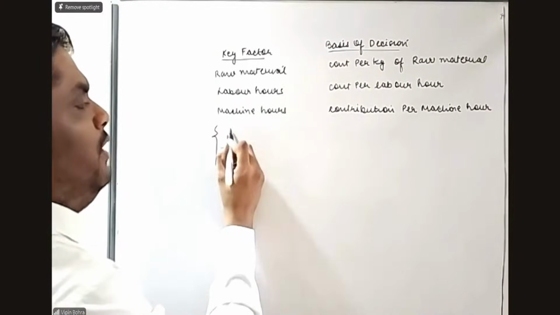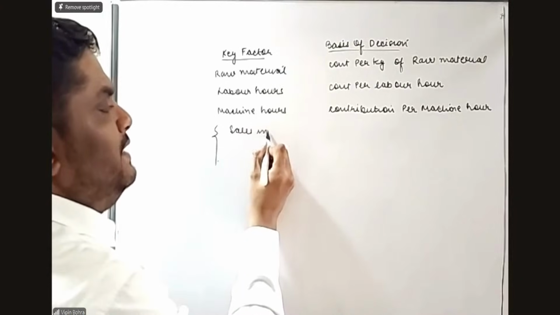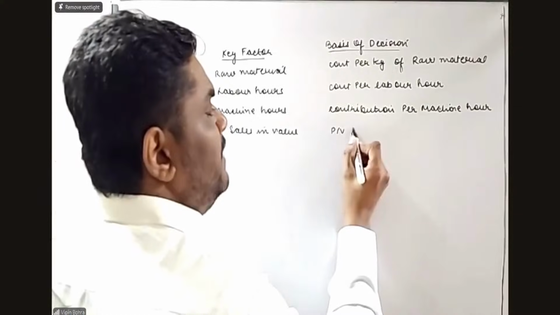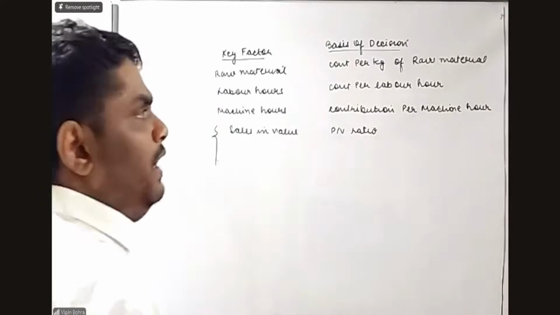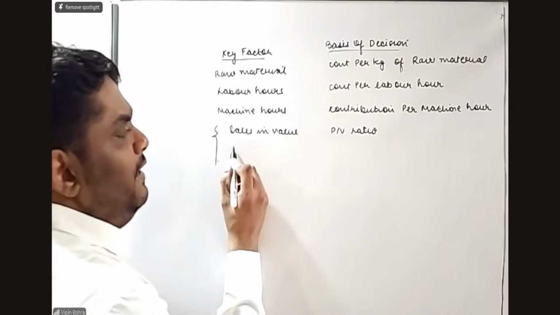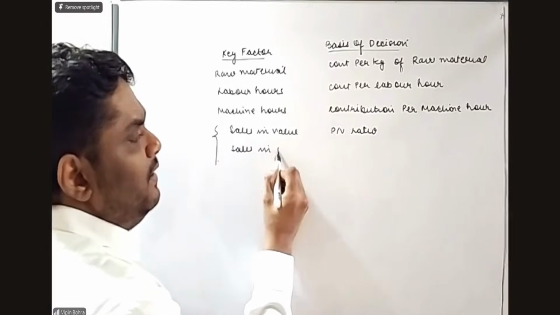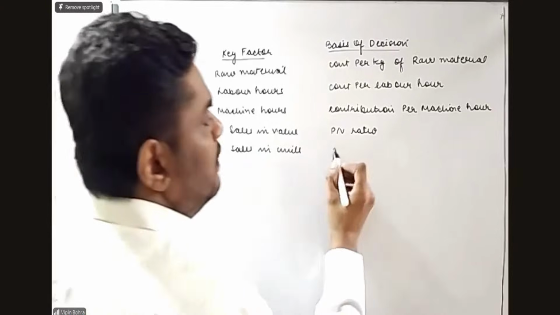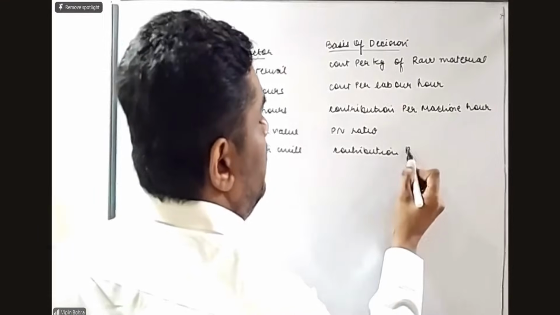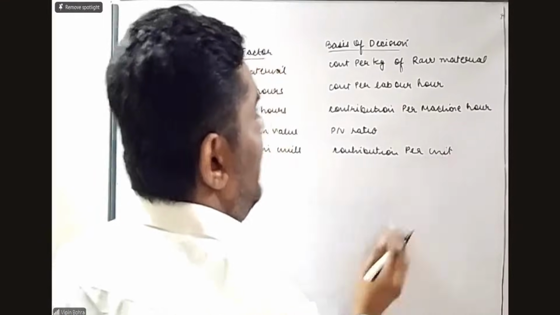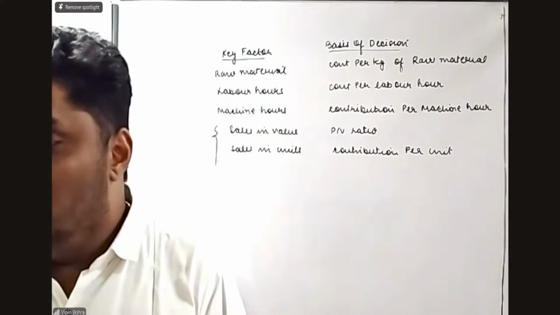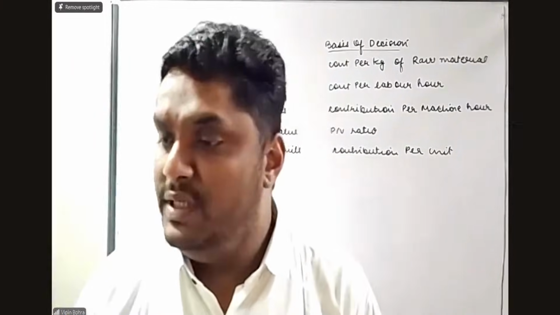The two most important points: if sales in value is my key factor, then the decision will be based on PV ratio. So the product with the highest PV ratio should be given first priority. Further, if sales in units is my key factor, then the entire decision will be based on contribution per unit. So the product with the highest contribution per unit will be given first priority. So these are the few points. I want you guys to copy these points.